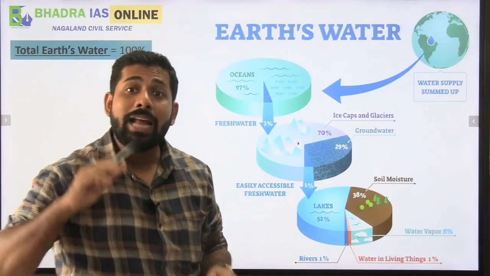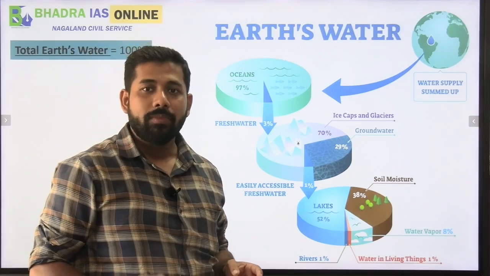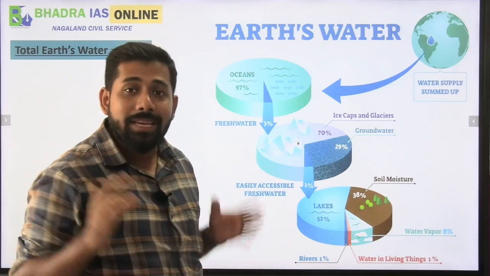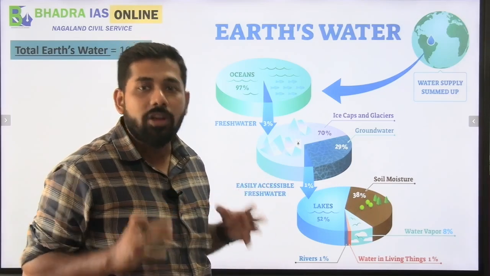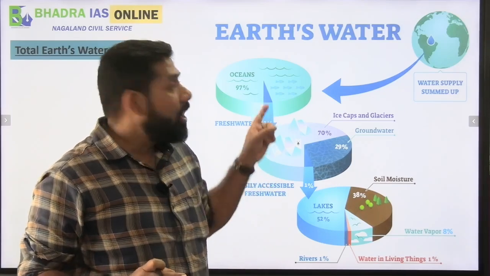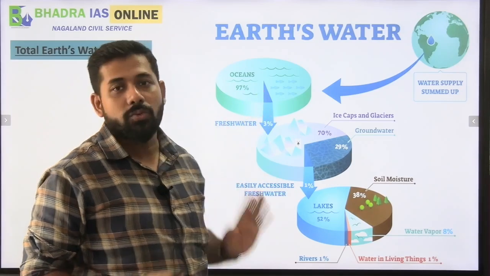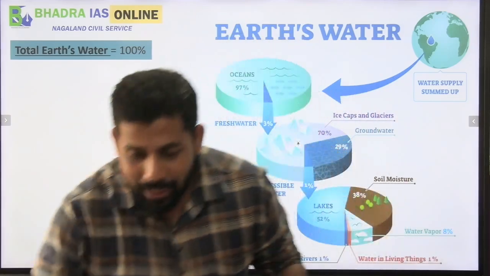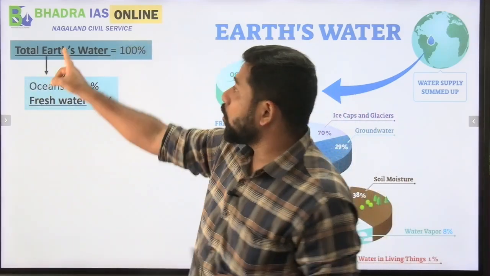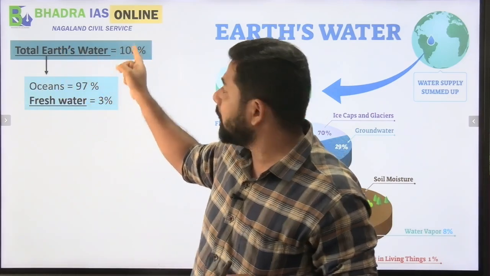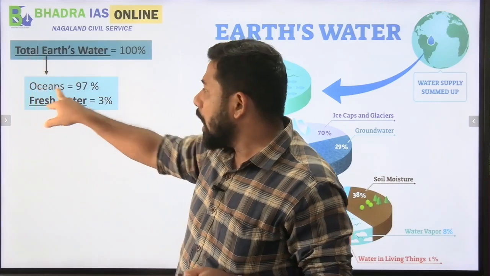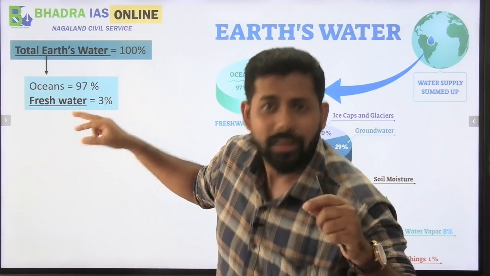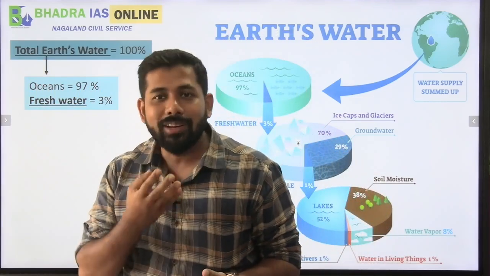71% of it is water, and out of that 71%, 97% is oceanic water, meaning water which cannot be used. Only 3% is fresh water. Statistically, if the total water is 100%, the ocean has 97%, which is useless water, because of course, how can you drink oceanic water?